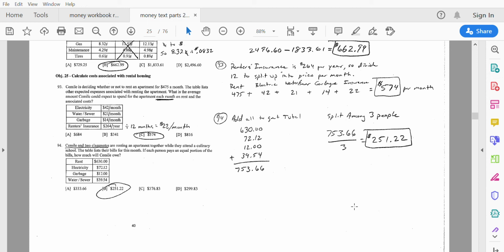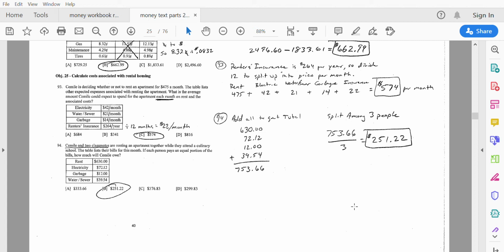Okay, this video is for objective 25. So you'll be in your money textbook. Turn to page 40. If you need to do that, hit pause and go grab that and turn to page 40. Objective 25 is calculating costs associated with rental housing.